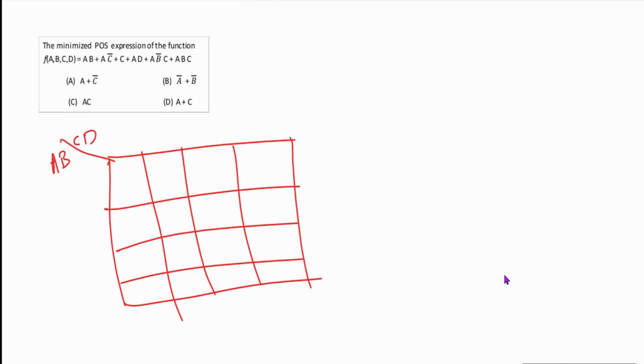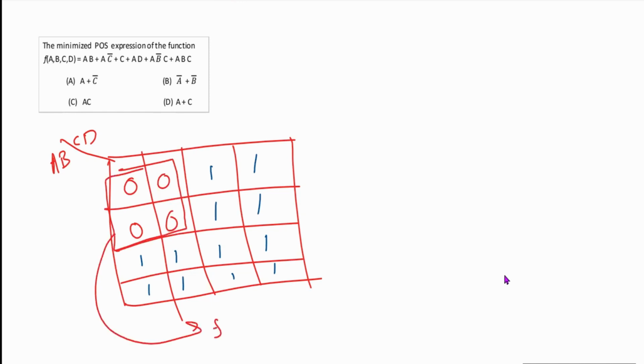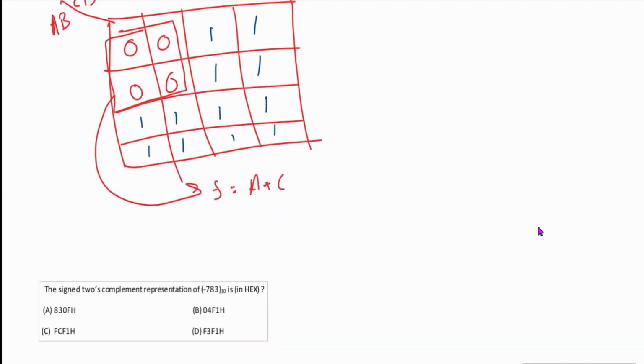Now I'm substituting all those values, because these are in SOP, sum of product form. If I substitute all those values, I will get 1 1 1 1 1 1 1 1 and almost. Except this, I can substitute the others as 0. If I want to represent in POS form, I need to make these four a single group, and if I write my expression, my function will be A plus C. So directly I can say that option D is my answer. Let's go to the next question.